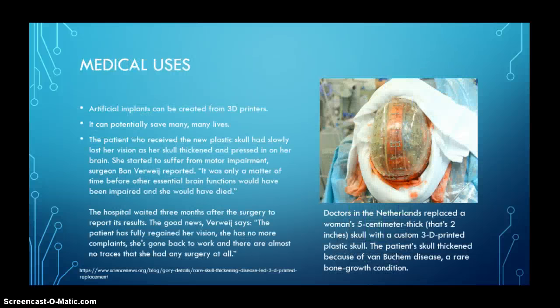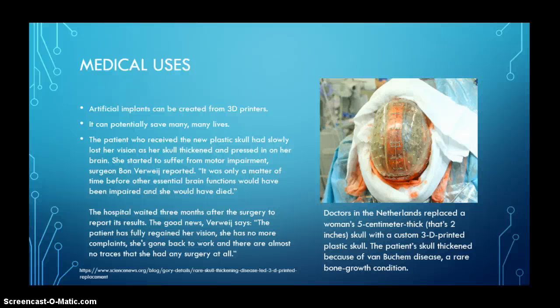All right, this was an article provided through Blackboard, and I took the time to read into it. But first of all, medical uses. Any type of medical uses from 3D printers could be very, very helpful. For instance, artificial implants can be created from 3D printers.